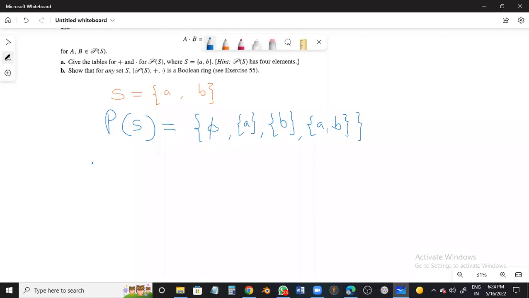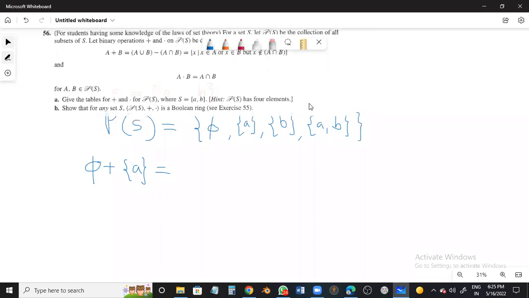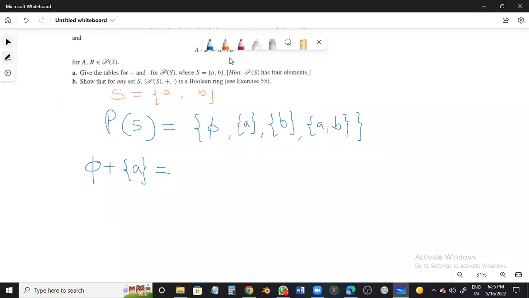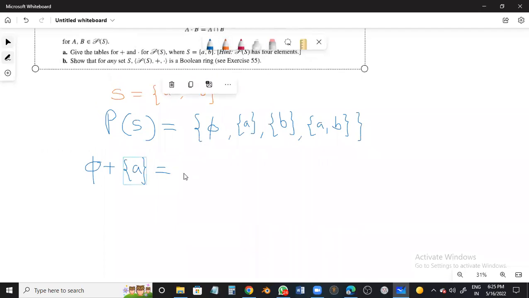So how would you define phi plus singleton A? Whenever you are adding two sets, what is the definition given to you? Take the union and from that you subtract the intersection. So the intersection will be empty. So very naturally, what is the addition over here? Addition will be singleton A.